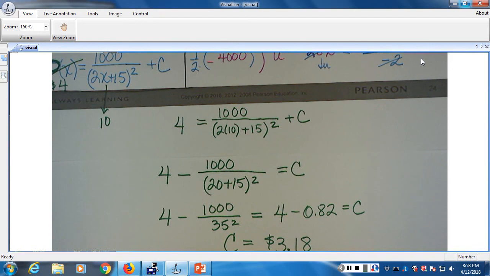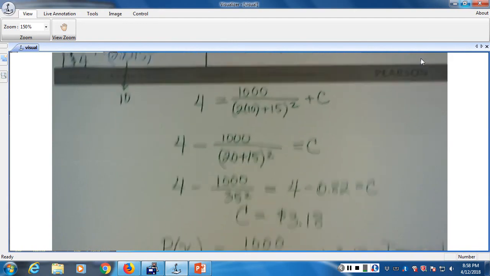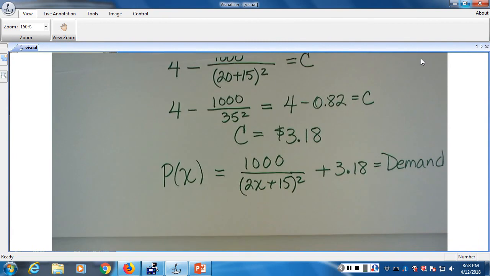Remember before we had the demand in terms of price. Now the demand actually is representing quantity. It's a function of quantity. Okay, do I need to back up? Okay. And since that demand is in terms of quantity, then the actual demand is a dollars amount.